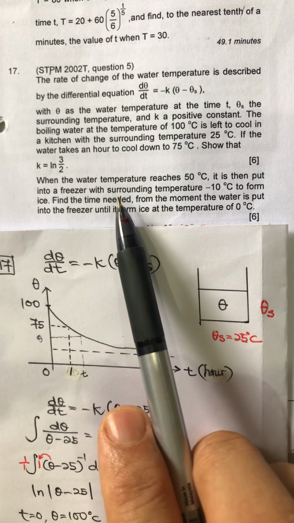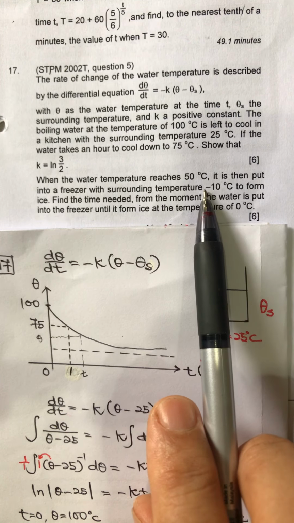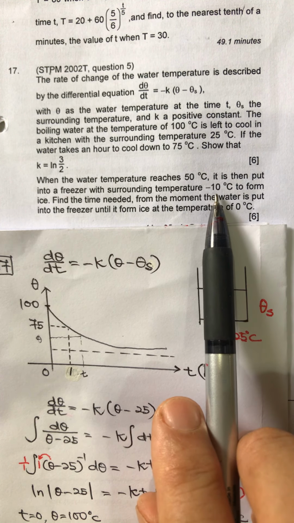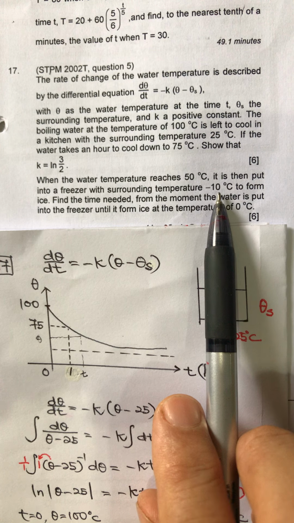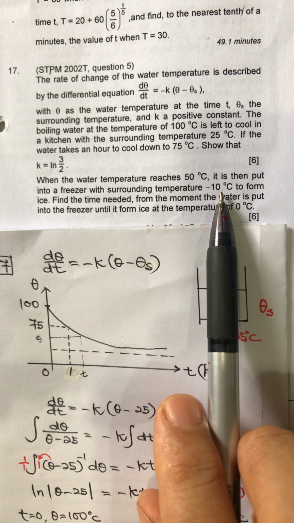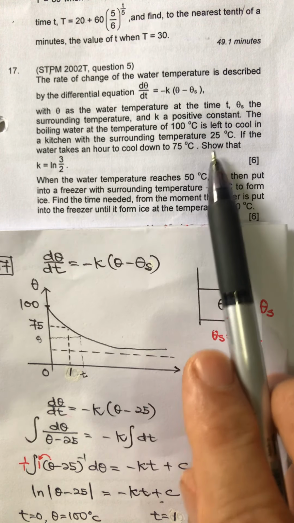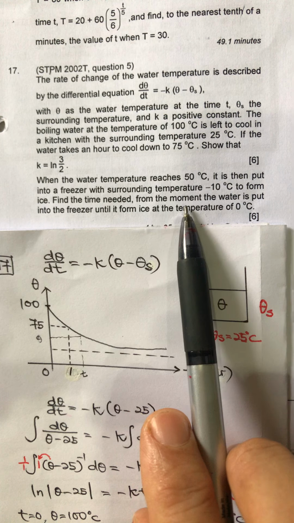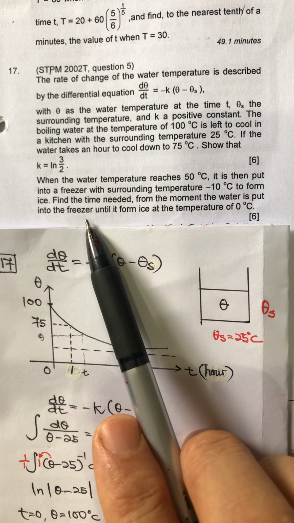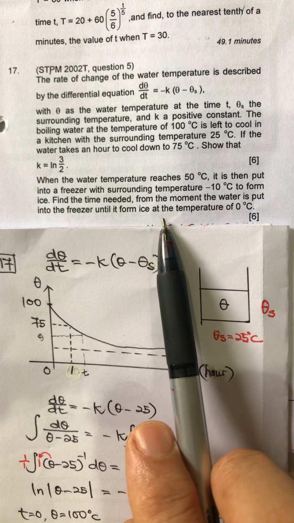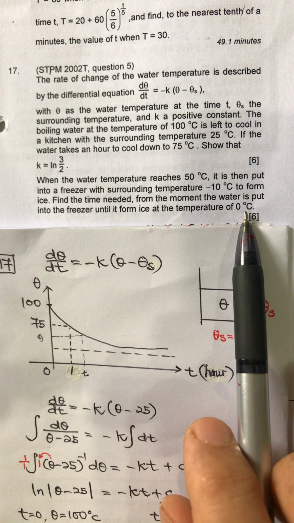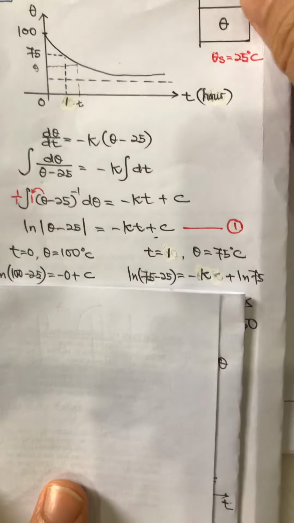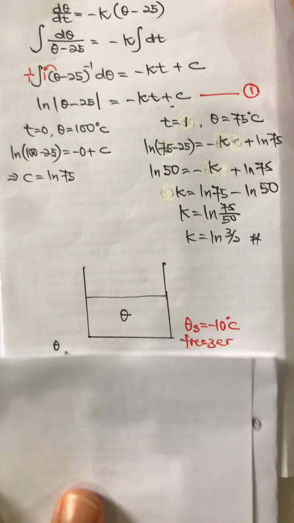Okay, now we read the second part. When the water temperature reaches 50 degrees Celsius, it is then put in a freezer with surrounding temperature. That means now the surrounding temperature changes. Okay, the surrounding temperature before that is 25, now becomes -10. To form ice, find the time needed from the moment the water is put into the freezer until it forms ice at the temperature of 0 degrees Celsius. So when you put it inside the freezer, the surrounding temperature will be different. So we have to consider another case now.